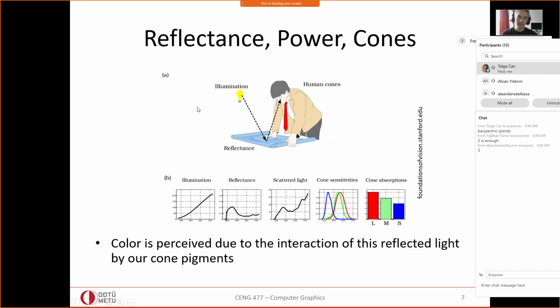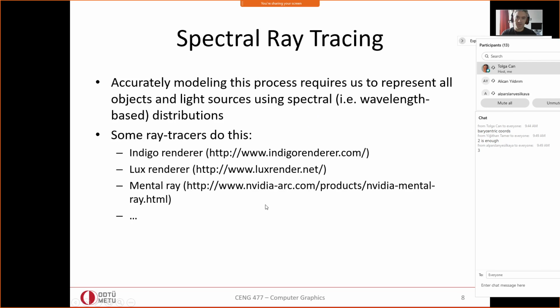And there are different reflectance power cones. So I'm going to skip this one. So the spectral ray tracing, actually, instead of using our simple model that I'm going to introduce, accurately models the reflectance and power interaction of the light with the surface. This is a more realistic modeling of what's going on in real life.